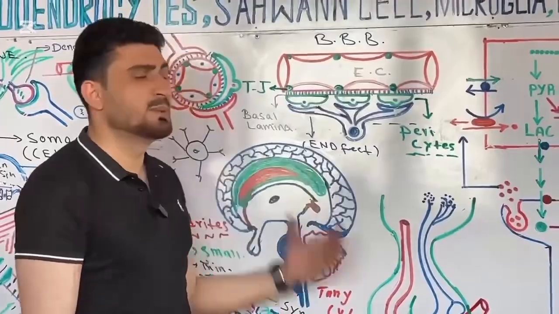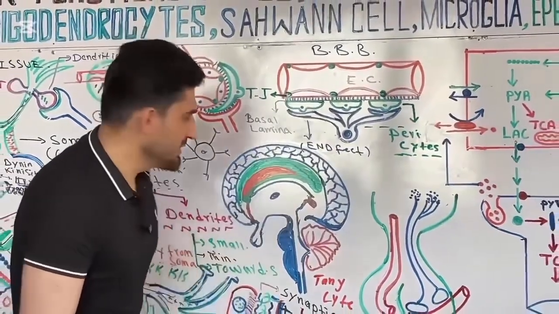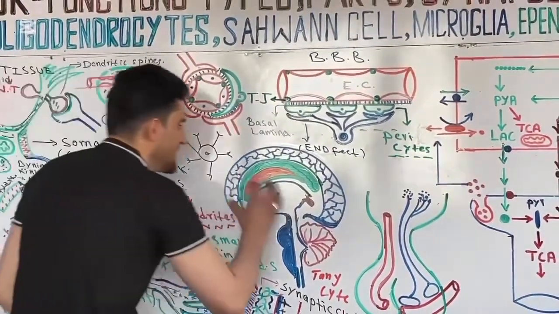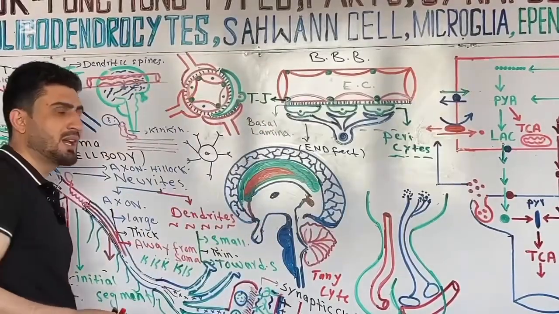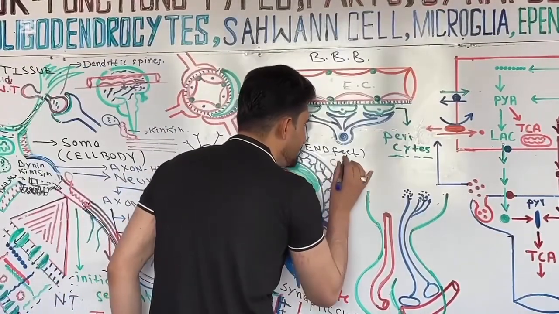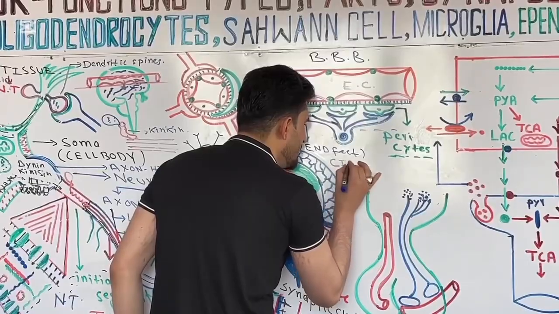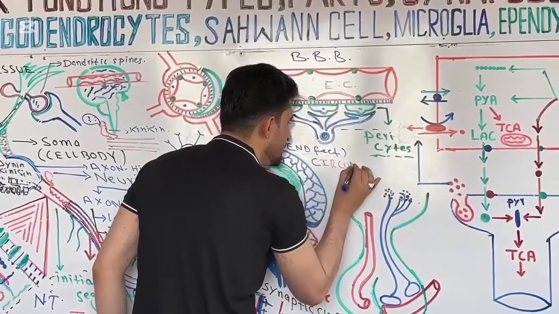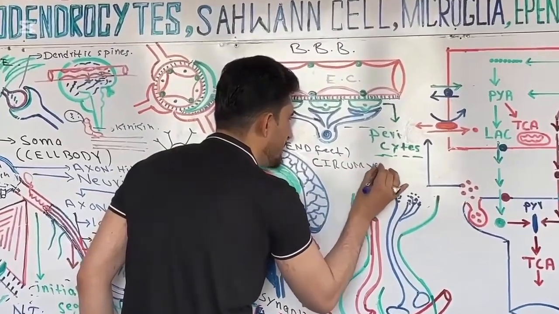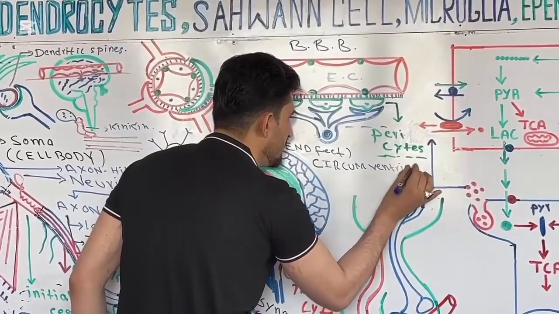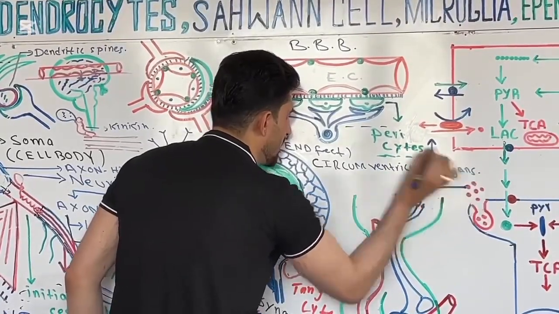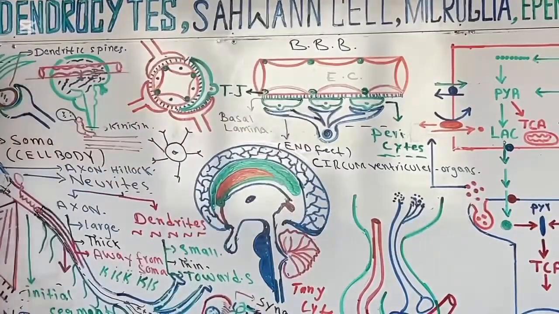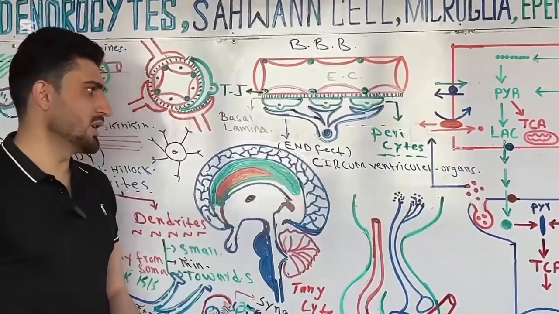Now in our brain we have some areas that do not have this blood-brain barrier. They lack the blood-brain barrier, and collectively these areas are called circumventricular organs. Why are they called circumventricular organs?